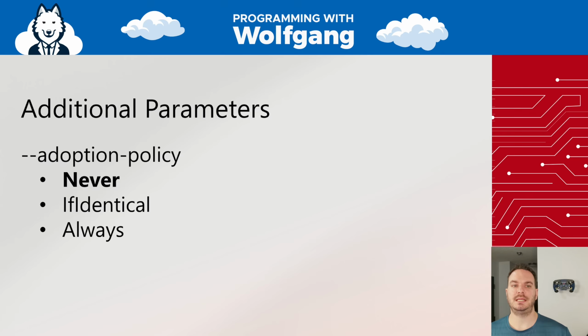If identical means that it will convert the Kubernetes namespace to a managed namespace if the existing one is identical with the one you want to deploy. Here Microsoft doesn't provide an explanation of what identical means. I could imagine that it has the same quota configuration, but it doesn't specify yet. So I guess this will be updated in the future so it's clear. And the last option is always. This means that the managed namespace will just try to take over the Kubernetes namespace.